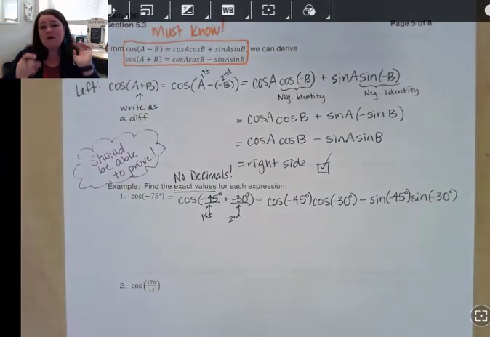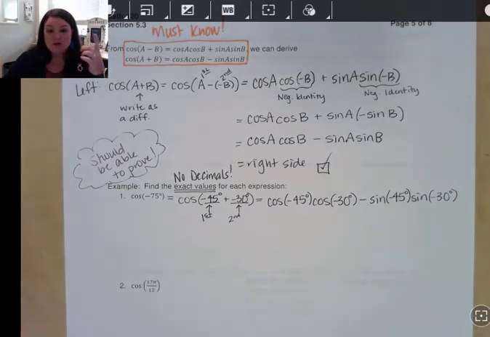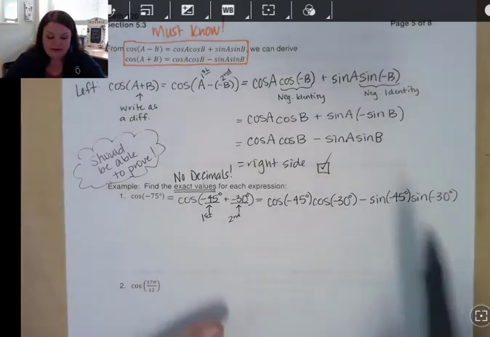Now, this is something that I need to look up on one of those charts, either the chart or the unit circle, to find these values.